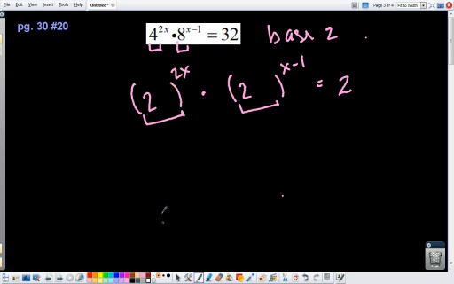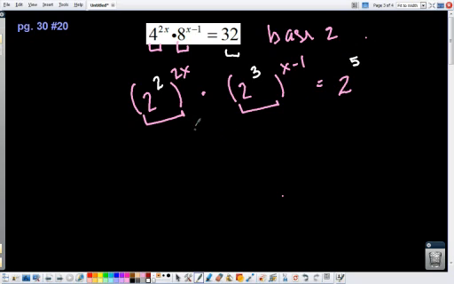Alright, so another way to write 4 is 2 to the power of 2. Another way to rewrite 8 is 2 to the power of, okay, if 2 times 2 is 4, 4 times 2 is 8. I multiplied 2 by itself 3 times, so that's 2 to the power of 3. And finally, 32. If I know 2 to the power of 3 is 8, 8 times 2 is 16, that would be 2 to the power of 4. 16 times 2 is 32, so that's 2 to the power of 5.